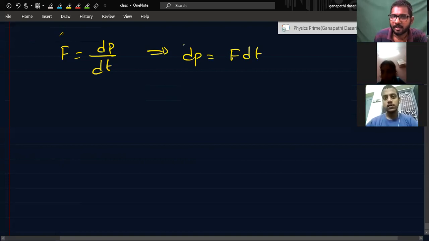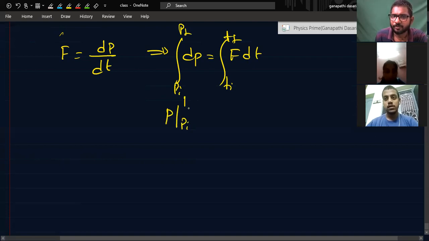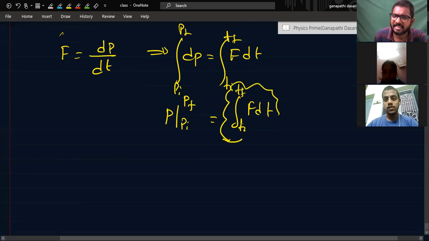Integration from t initial to t final, p initial to p final. What will we get? The integration of dp is p. So p final minus p initial is equal to the integral of F dt. So how will we get the integral of F dt? If the function is given, we'll integrate it.